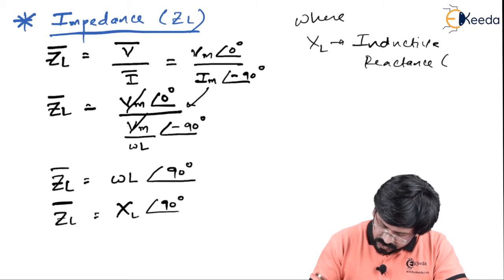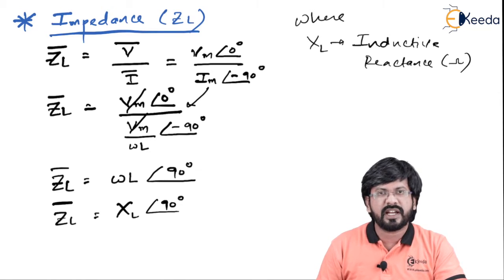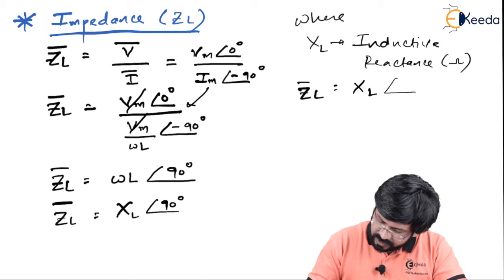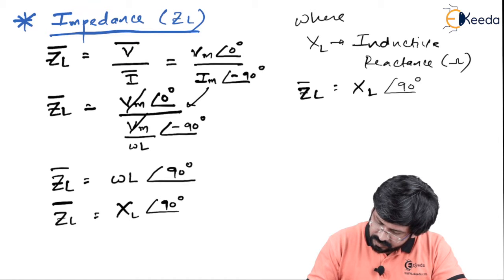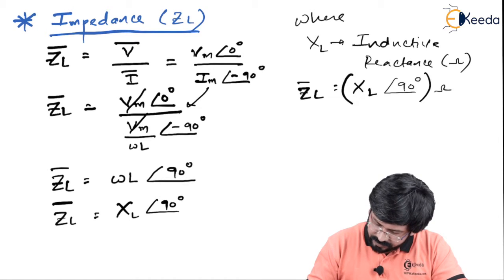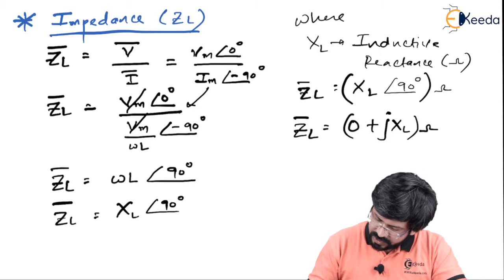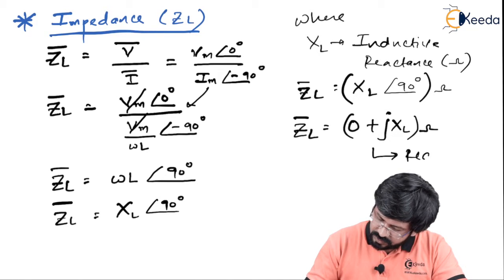And of course, the unit is ohms because it is derived from the relation V by I. Finally, the ZL vector is XL at an angle of positive 90 degrees, in ohms. This is in polar form. I can rewrite it in rectangular form as 0 plus jXL. So this is also ZL but in rectangular form, and this is also ZL but in polar form.